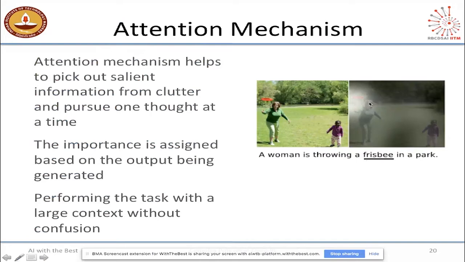And therefore, these attention mechanisms let you pick out parts of the input that are needed for deciding on a certain output. Right? And so this allows us to look at a much larger context in the input, but without getting distracted while solving the problem. Right?